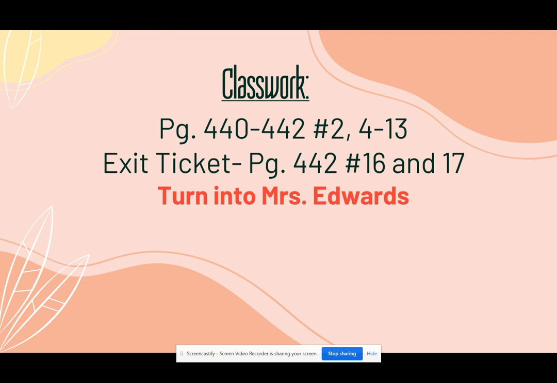All right, so here is the classwork for this section. It's page 440 and 4 to 442. So a couple pages in there. You're going to do number 2 and then numbers 4 through 13. All right, the exit ticket is page 442, numbers 16 and 17.